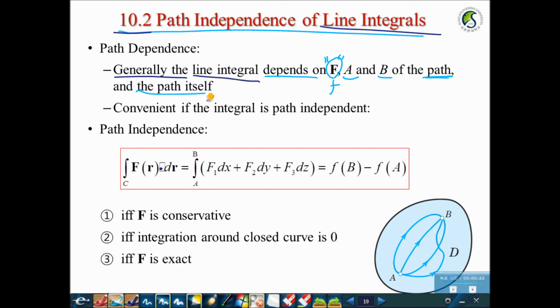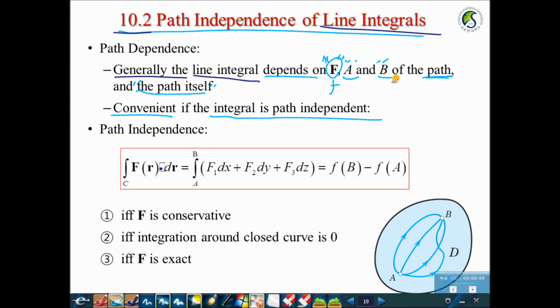So it could be a very complicated process, right? The integration depends on four elements. Many elements can be complicated, it's hard, so the calculation would be hard, right? So we can conclude that it will be convenient if the integral is path independent.